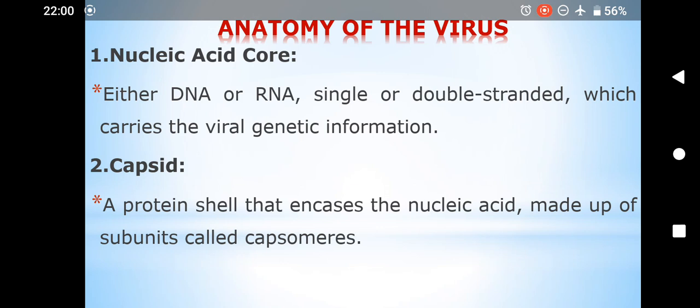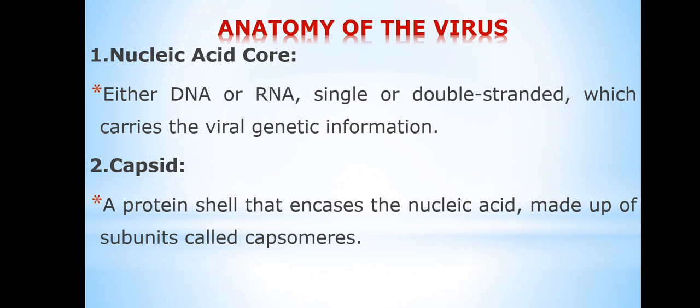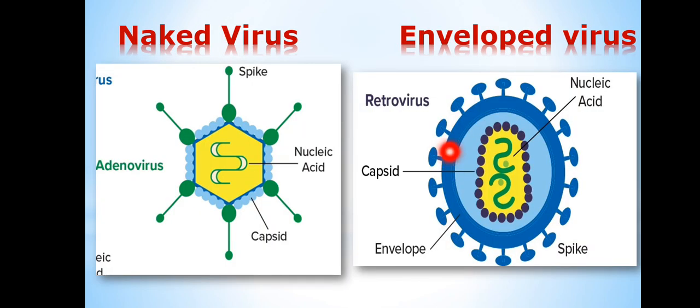For now, I just want you to know that inside the nucleic acid core, you can find DNA or RNA in this particular virus. Then a capsid: we're saying that a capsid is basically a protein shell that encases the nucleic acid, made up of subunits called capsomeres. This capsid here is basically a protein that is enclosing the nucleic acid core.